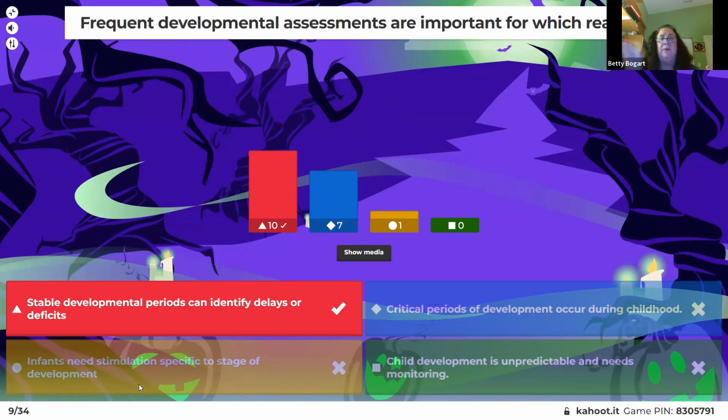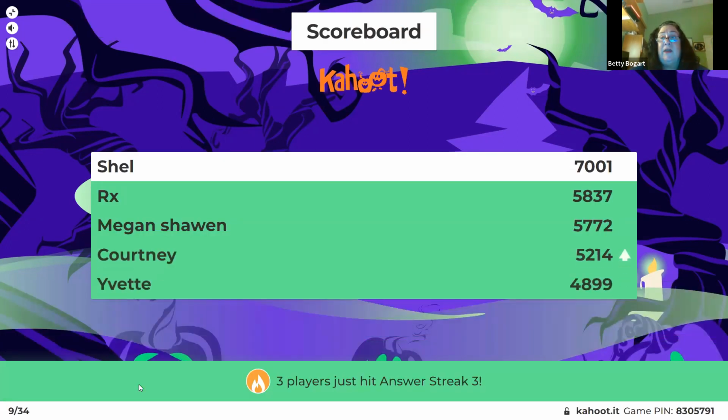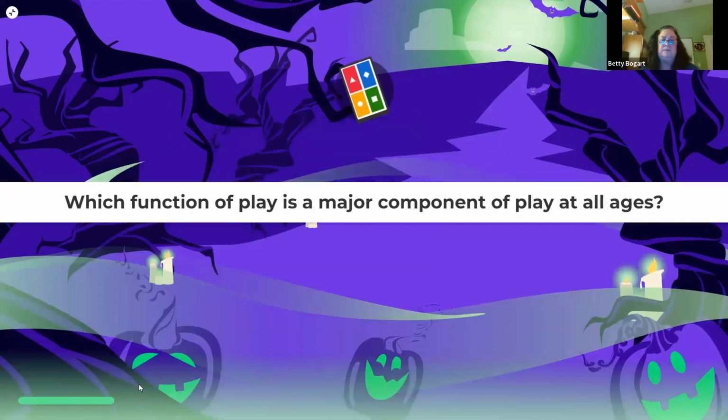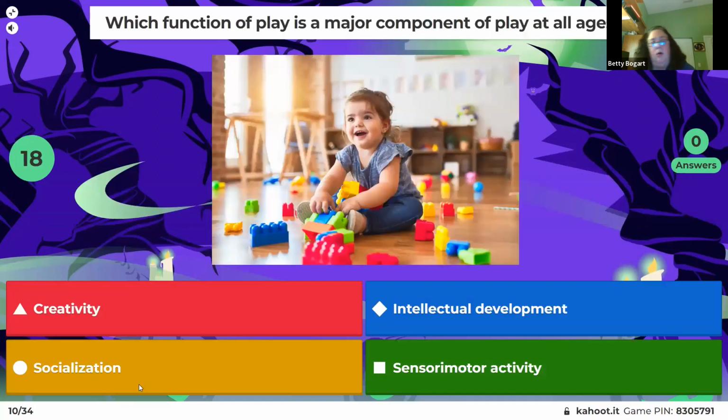I'll give you another example. 7 months old, you take the kid on the back, take his hands, pick them up, and the head falls back. That's called head lag. Well, they should have head control by 3 months old. If they don't, what's going on? There's a problem. Is it a neurological problem? We can institute physical and occupational therapy, or we can find out what's going on in the brain. Is there a tumor? Is there hydrocephalus? What's happening? What function of play is a major component of play at all ages? What did I tell you about play?